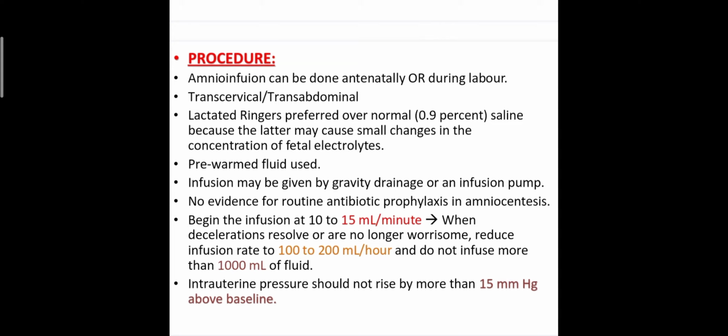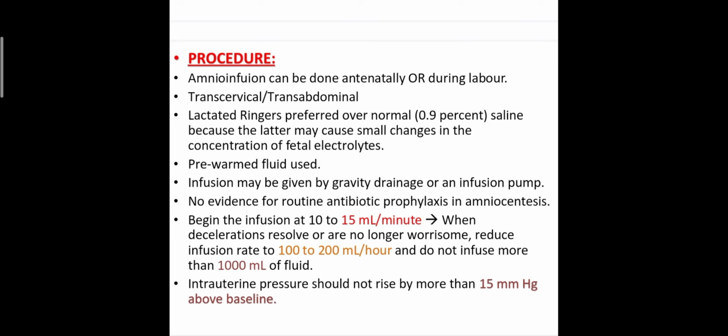And when decelerations resolve or are no longer worrisome, reduce the infusion rate to 100 to 200 ml per hour, and do not infuse more than 1000 ml of fluid per hour. Okay, so we have to start with 10 to 15 ml and extend up to 100 to 200 ml per hour. And intrauterine pressure should not rise by more than 15 mm Hg above baseline. So this is the procedure you have to follow during the amnio infusion.